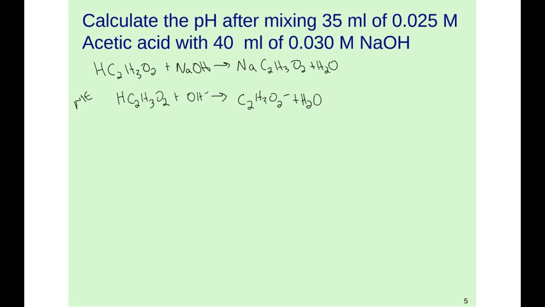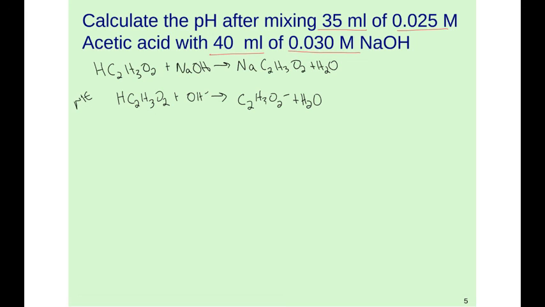So in this problem, we are given the volume and concentration of both of our reactants. In other words, we're given the amount of both of our reactants. So alarm bells should be ringing in your head right now. Anytime you're given the amount of both of your reactants, it is a limiting reactant problem. So we need to figure out how many moles of our acid and how many moles of our base we have, so we can figure out which one is going to be left over after the neutralization has occurred.